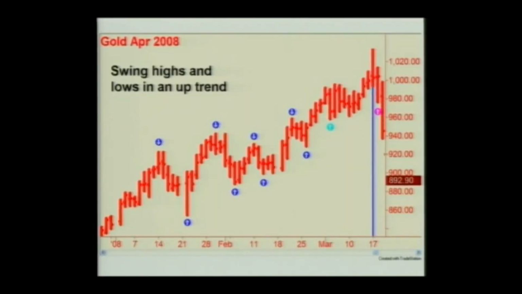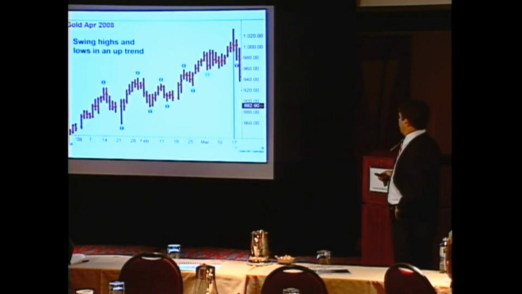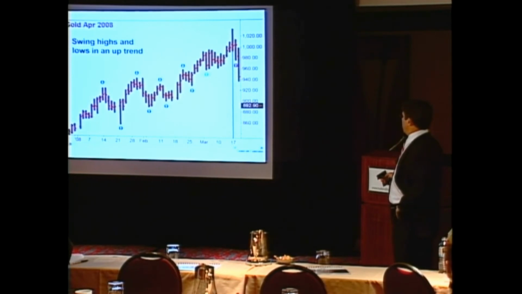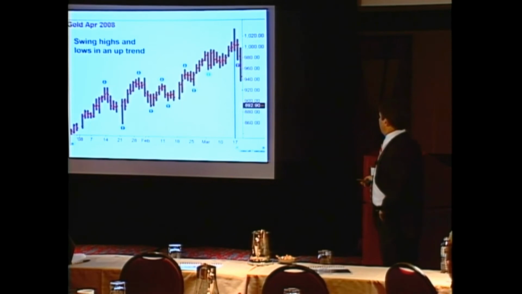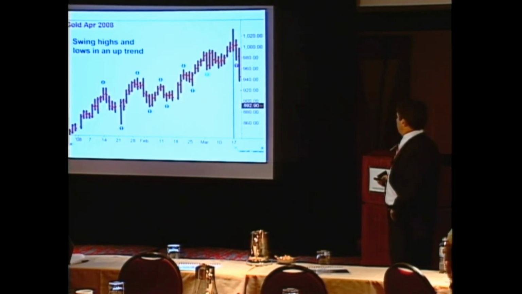This is April gold. April gold had been moving along very nicely. We can see that it was clearly moving up as we were coming in. We have a high bar there. I believe this bar had an equal high and a lower low, and this bar had a lower low, so we have a swing high. Down here, we have a swing low.